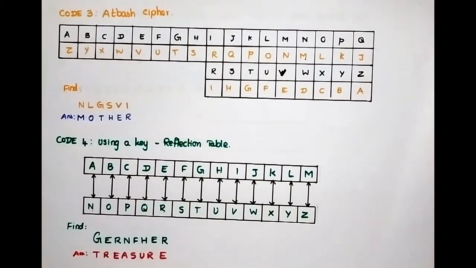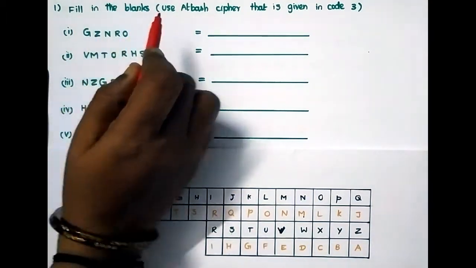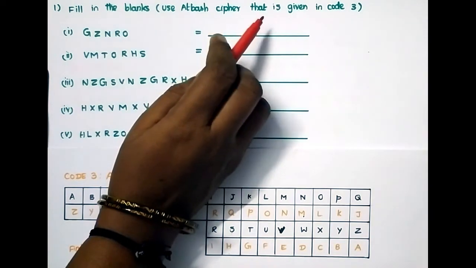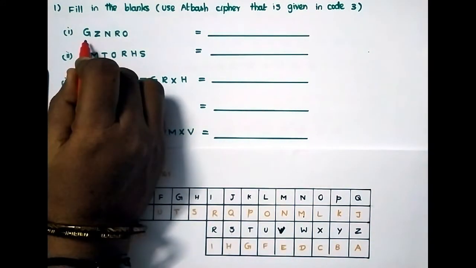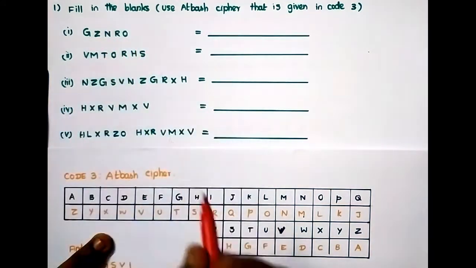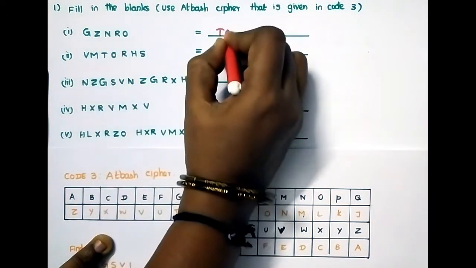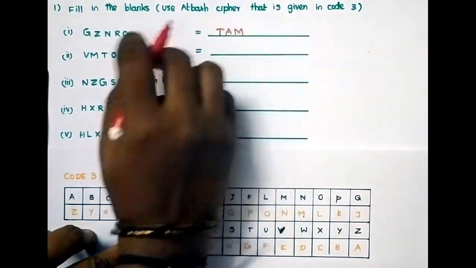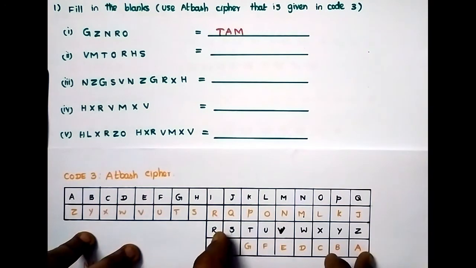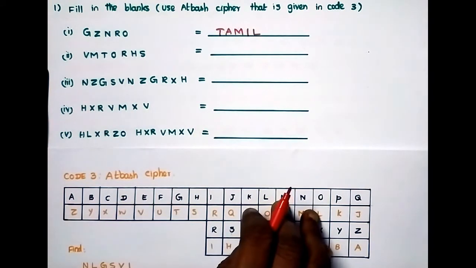Now let us see the exercise sums. Listen to the first sum. Fill in the blanks. Use the Atbash cipher that is given in code 3. We already saw that. Listen: G, Z, N, R, O. G denotes T. Z denotes A. N denotes M. R denotes I. O denotes L. So we get the word Tamil.